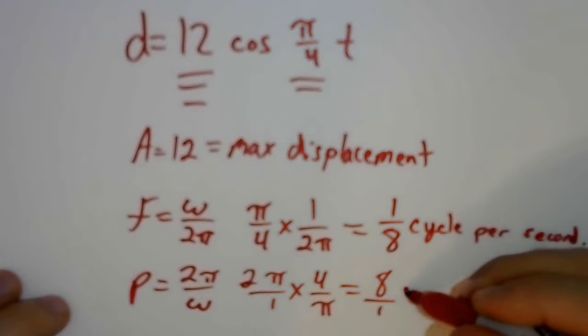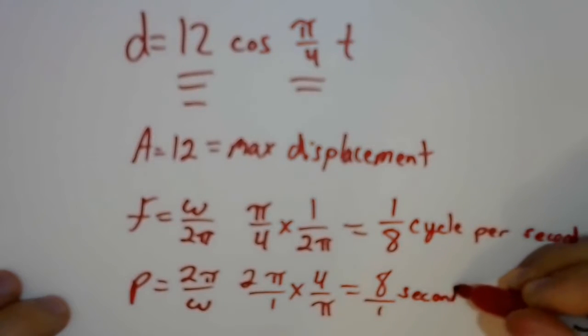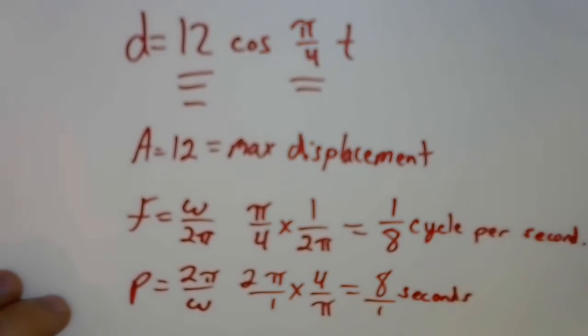And 8 here is 8 seconds for one full cycle, per cycle, and up here was per second.